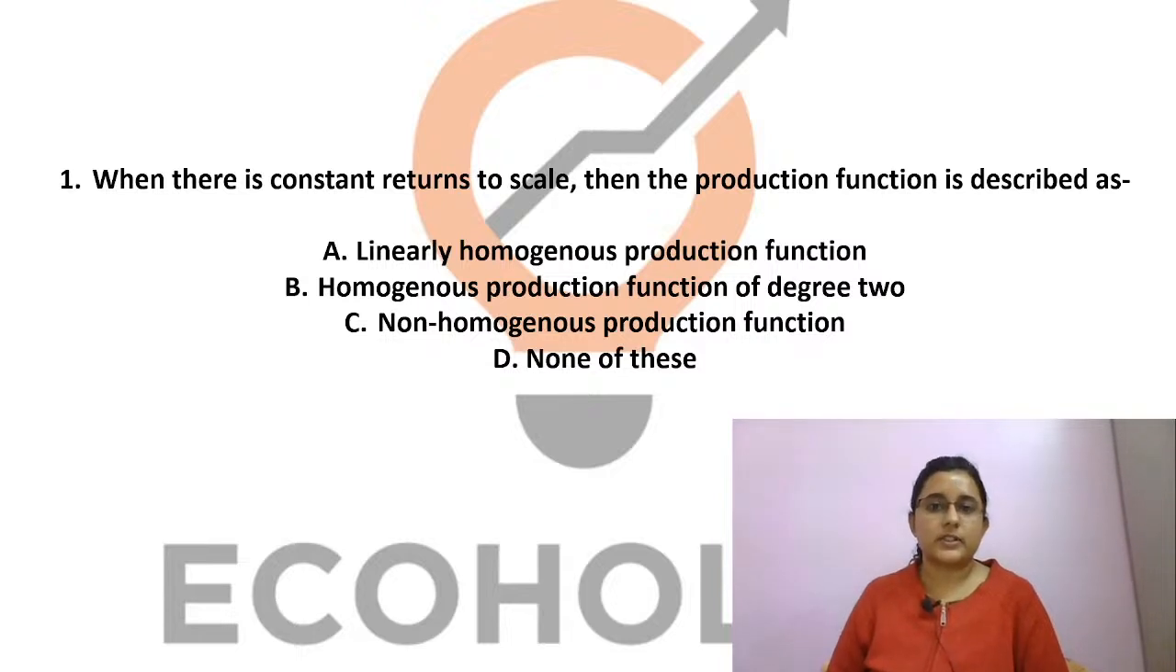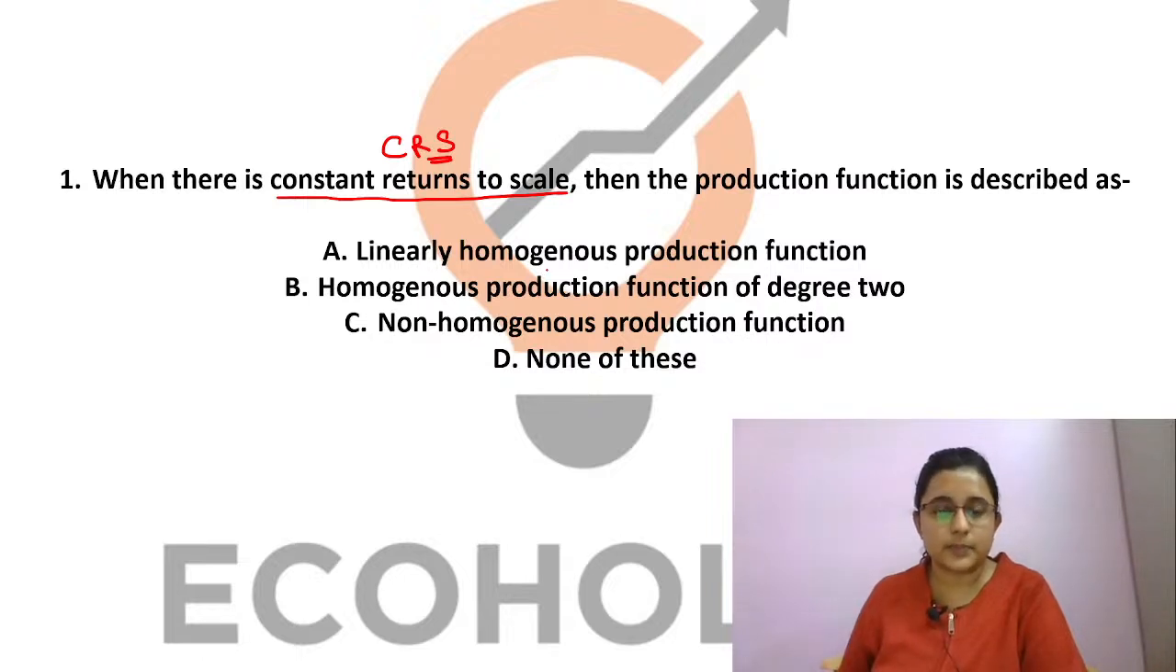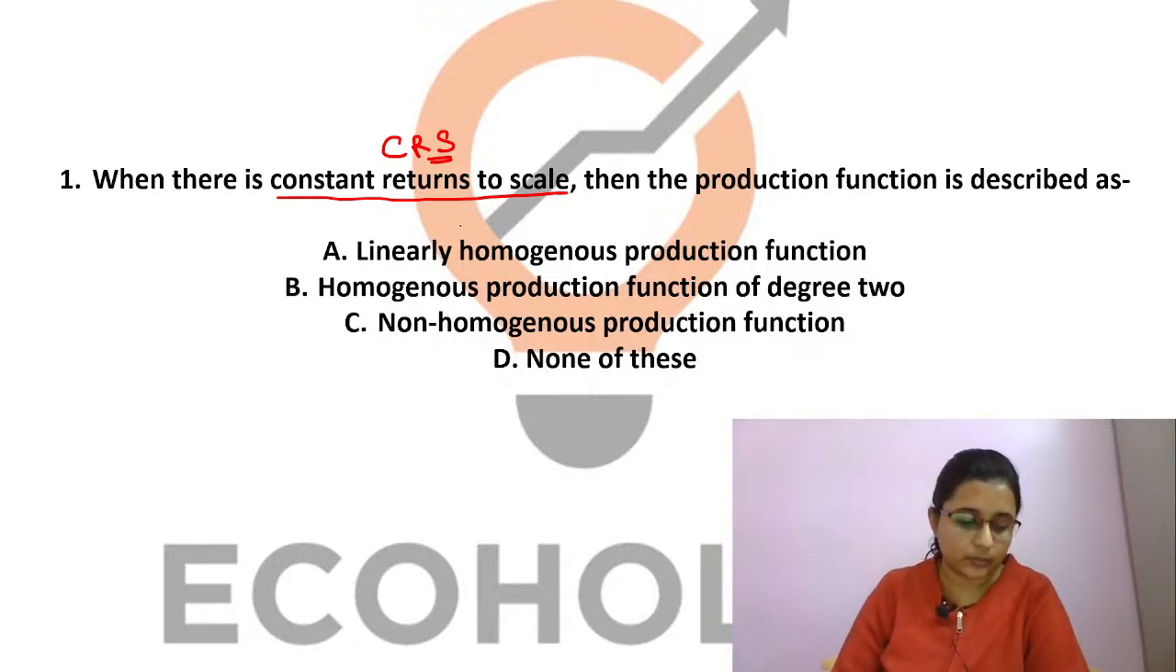When there is constant returns to scale, then the production function is described as: A, linearly homogeneous production function; B, homogeneous production function of degree 2; C, non-homogeneous production function; and D, none of these. So what should be the answer? We are talking about constant returns to scale, CRS. So what will be my production function? What will be the answer to this question?